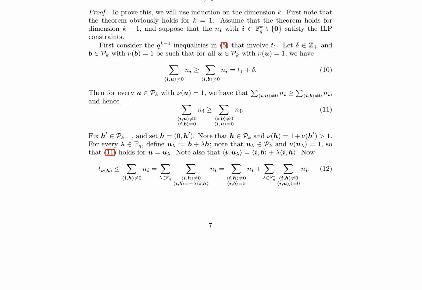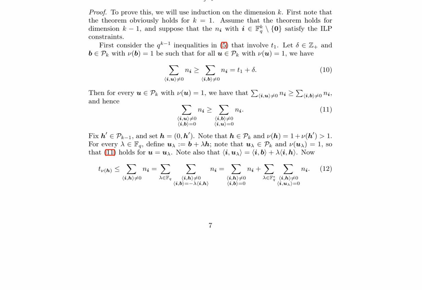The proof involves using induction on the dimension k, with the base case being k equals 1. For the inductive step, the authors assume the theorem holds for dimension k-1 and consider the q^(k-1) inequalities in the ILP problem that involve T1. They introduce a vector B in P_k with ν(B) equals 1 and show that for every U in P_k with ν(U) equals 1, the inner product of T and U is greater than or equal to the inner product of T and B. This leads to an inequality involving the sum of ceiling(Tj / q^(j-1)), over j from 1 to k, which serves as a sharper lower bound for n_ILP(T).